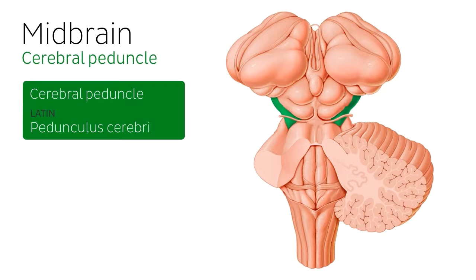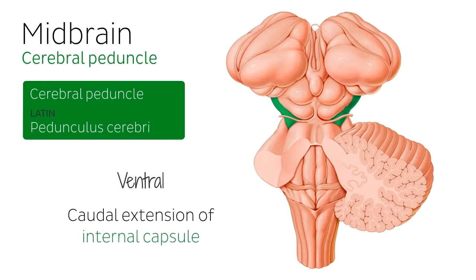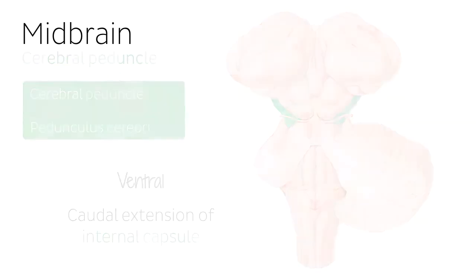And even though in this image we're looking at the dorsal aspect of the brainstem, the cerebral peduncles are the most ventral part of the midbrain, being the caudal extension of the internal capsule, a structure which is deep within the cerebral hemispheres. And they can therefore be considered the part of the midbrain that connects the remainder of the brainstem to the cerebrum.